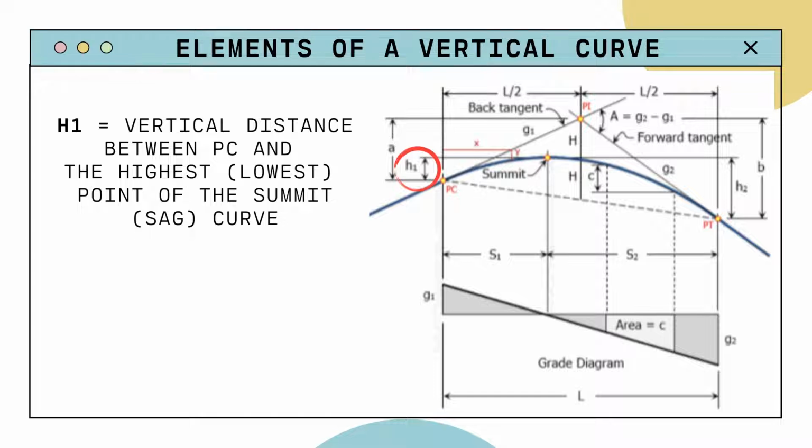So we are almost done. We are only left with a few more variables. So let's continue. We have H1. And as you can see in this diagram, encircled in the left portion of the diagram, H1 stands for the vertical distance between the point of curvature and the highest point of the summit, or the lowest point of the sag curve. So that's basically it.